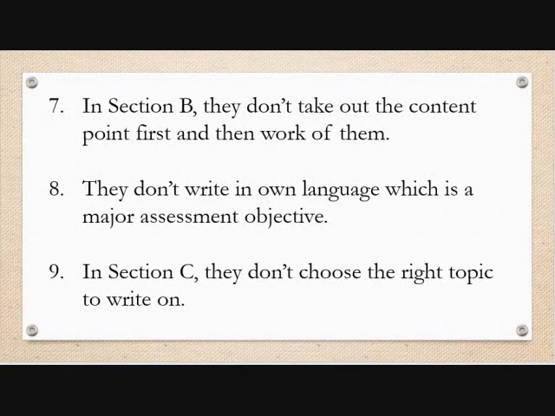Mistake 7. In section B, they don't take out the content points first and then work on them. So this is a major error in section B. Section B is directed summary writing. There is no option, only one question will be there. They will give you a task which can be an article, a letter, a speech, some kind of transactional writing, and 3 bullet points will be there to guide students to find relevant content points.